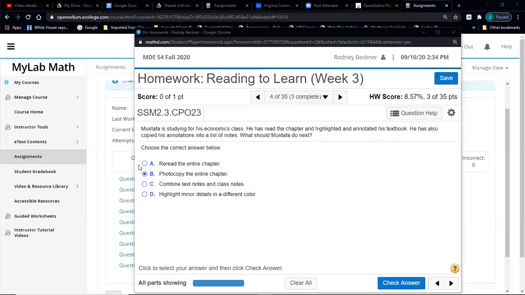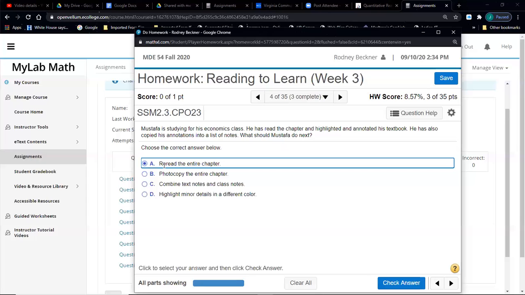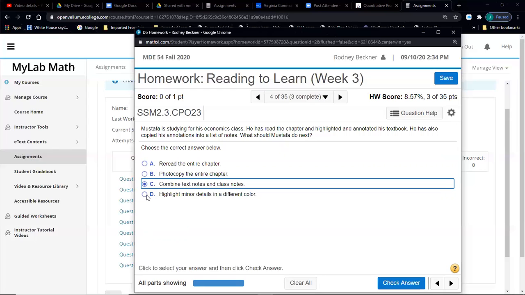Rereading the entire chapter would be good, but if you've already done all this, that's probably taken care of. So, combine text notes and class notes, or highlight minor details in a different color. I like both of those. Let's try C.